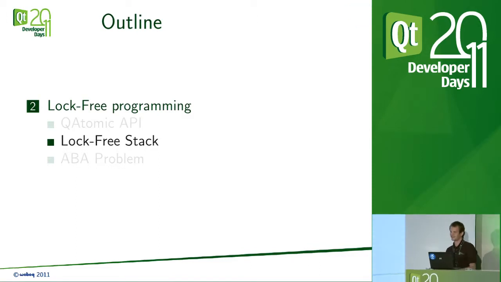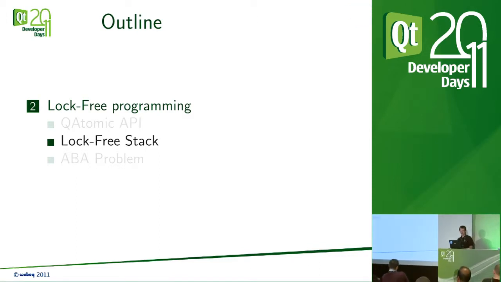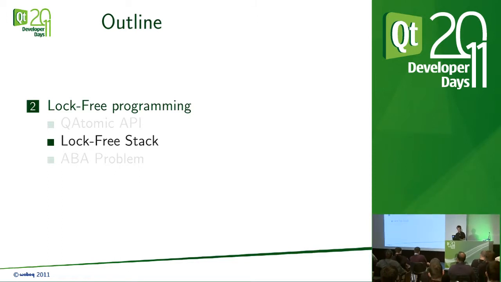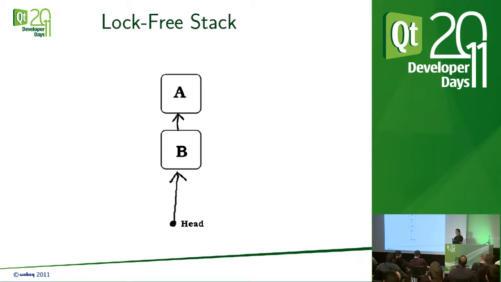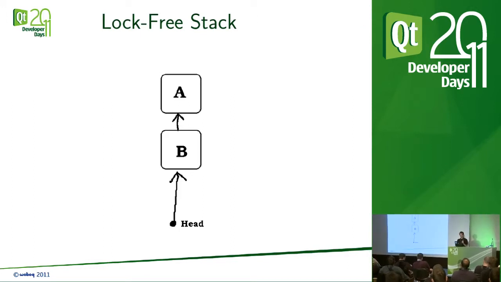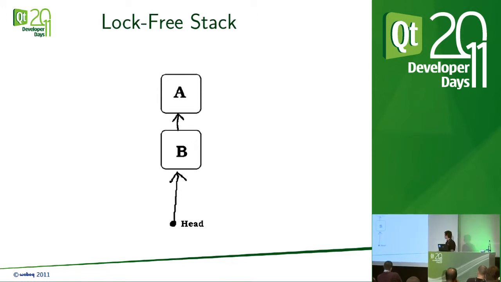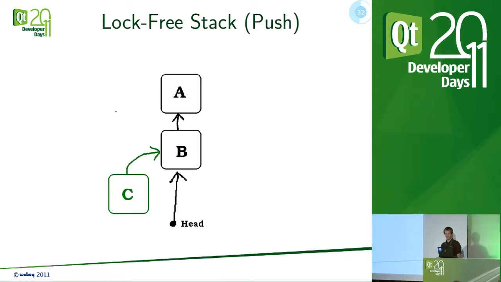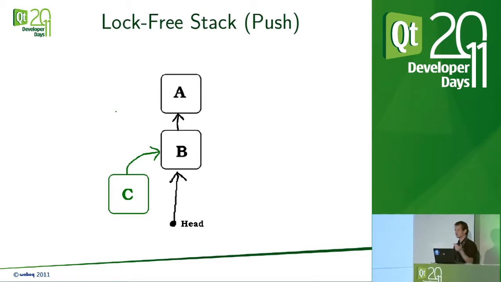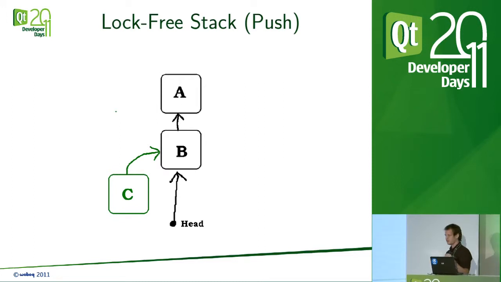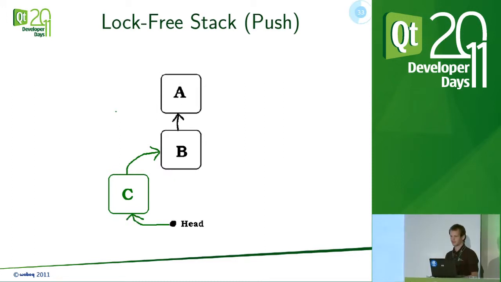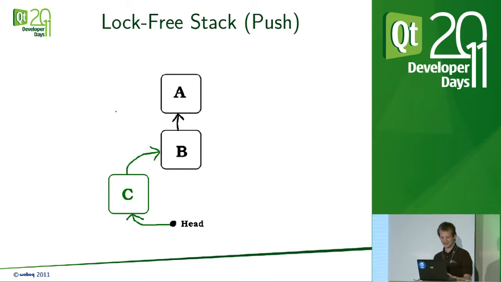So let's get our hands dirty and develop a stack. I made some nice graphics here. So this is a stack, right? We have a pointer called head to the first node, and each node has a pointer to the next node. And if we want to push a node to the stack, in this case the node C, we just say that its next is the current head, and then we change head from B to C. That's something you probably know, if you're a computer scientist, I think.